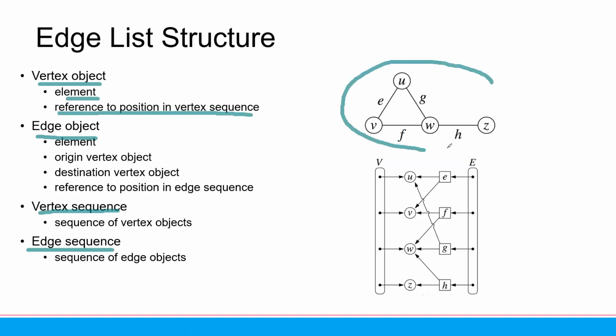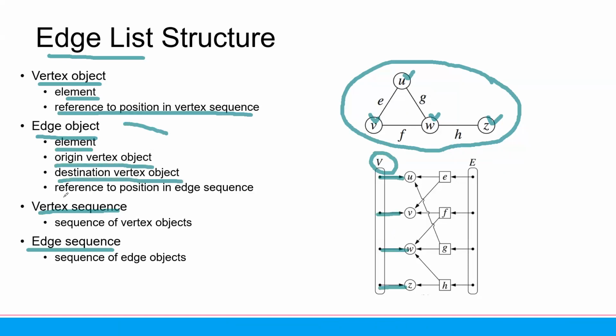This is the graph, and this is the object U, V, W, and Z. I'm going to make it as an edge list. Edge list means we want to have this V, and in the V, we have the U, V, W, and Z. And then we need to define the edge object, which has the element, origin vertex object, destination vertex object, and reference to position in edge sequence.